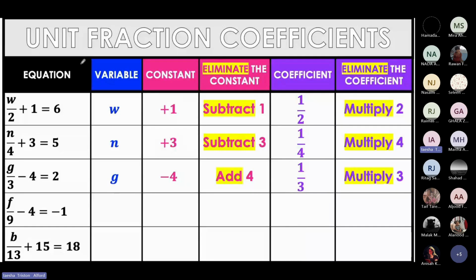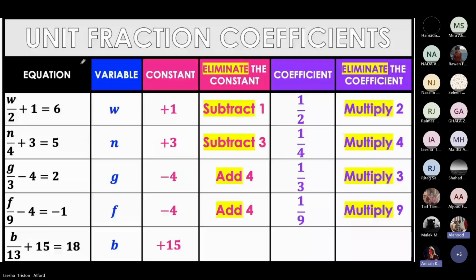The next one, variable F. Constant: negative 4. We want it 0. Add 4. Coefficient: positive 1 over 9. We want it positive 1. Multiply by 9. The last one, variable P. Constant: positive 15. We want it 0. Subtract 15. Coefficient: positive 1 over 13. We want positive 1. Multiply by 13.